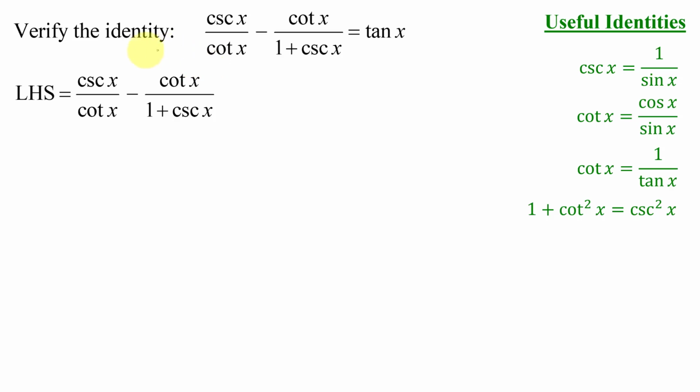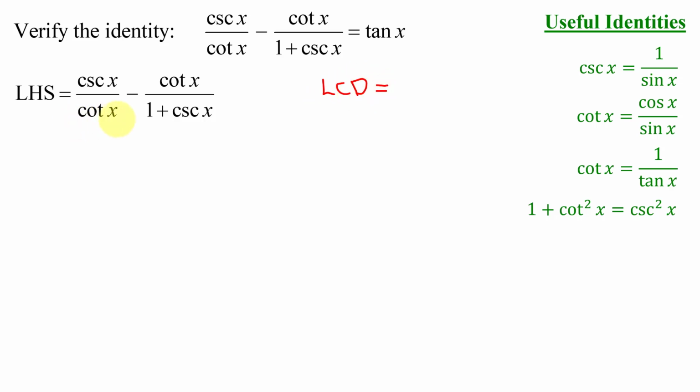Well, looking on the left-hand side, it only involves the cosecant function and the cotangent function. And there is a Pythagorean identity involving both of those functions. So what I'm going to do is work on the left-hand side. I have two terms. I'm going to combine them over a common denominator and then see if I can use this Pythagorean identity. So looking at this problem, I need to find the least common denominator.